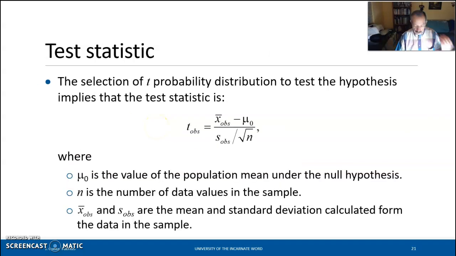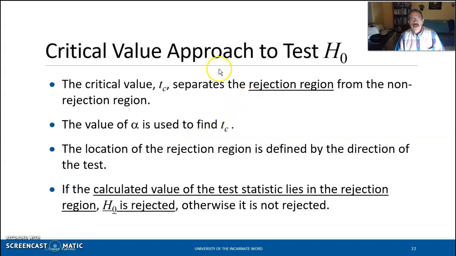So once you select the t-distribution, then that implies that this is the definition of the test statistic, where x-bar observed is the sample mean, mu sub 0 is the mean of the population under the null hypothesis, S observed is the standard deviation calculated from the sample, and n is the number of observations in the sample. So all this information is known from the problem, so we can calculate the observed value of the test statistic. All right.